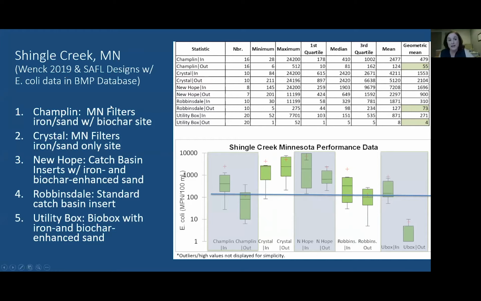I also want to let you know that Minnesota is actually the state that has the innovative engineered media studies that we have in the database right now, and there are only a couple of them. I just wanted to set this up for Diane to talk about later, since her firm Wenck has conducted these studies. These included a series of different combinations of sand filters with iron and sand and biochar, and looked at performance in a couple of different locations.